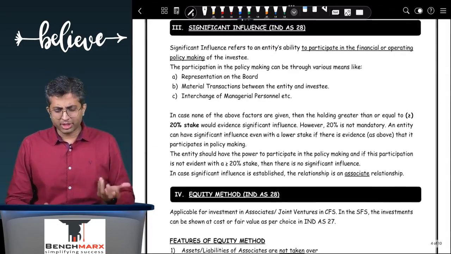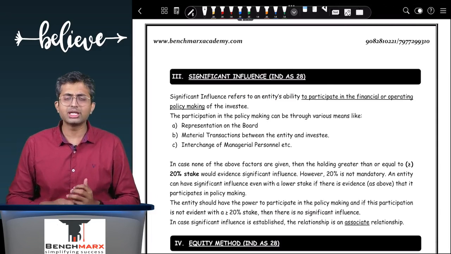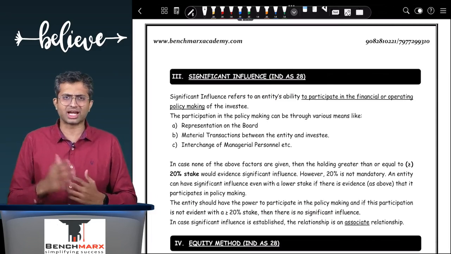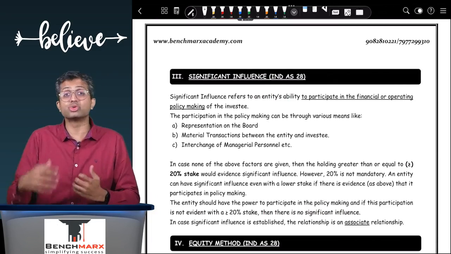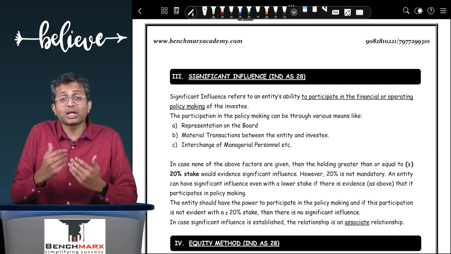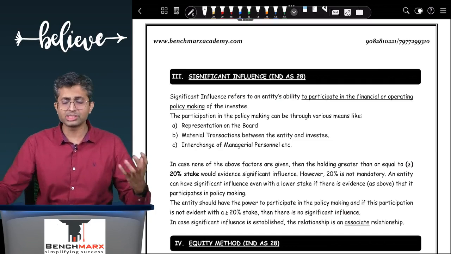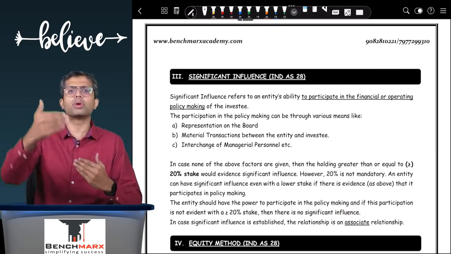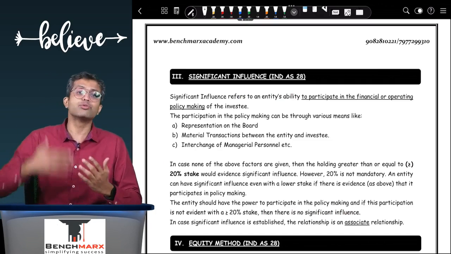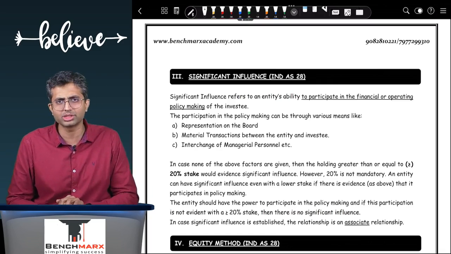Now, what do you mean by associates? Associates are covered under IND AS 28. IND AS 28 is a standard which defines associates, and for associates you need to have significant influence. When does significant influence arise? When typically you have the ability to participate in policy making, financial and operating policies of an entity. You have representation on the board, you have your managerial personnel who are represented. That is when we say that there is a significant influence.